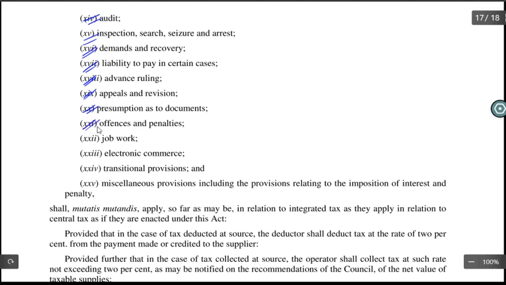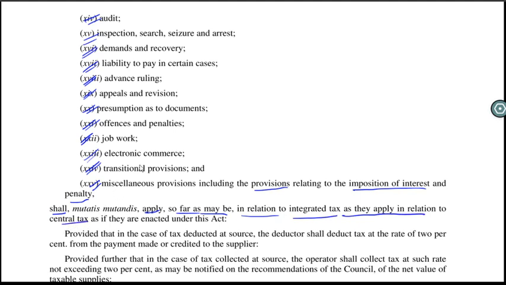provision relating to offense and penalties, provision relating to job work, provision relating to e-commerce, provision relating to transitional provision, provision relating to miscellaneous provision, including the provision relating to imposition of interest and penalty, shall mutatis mutandis apply as far as may be in relation to integrated tax as they apply in relation to central tax. So provision relating to these matters will be applicable to integrated tax also.